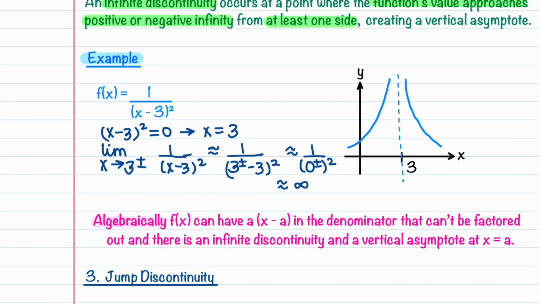Algebraically, f of x can have an x minus a in the denominator that can't be factored out. And that leads to an infinite discontinuity and then also to a vertical asymptote at x is equal to a. If the x minus a can be factored out, then it's a removable discontinuity. But if it can't be factored out, then it is an infinite discontinuity.